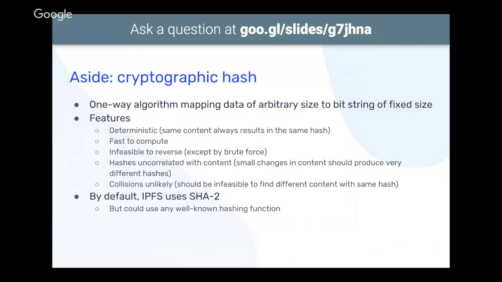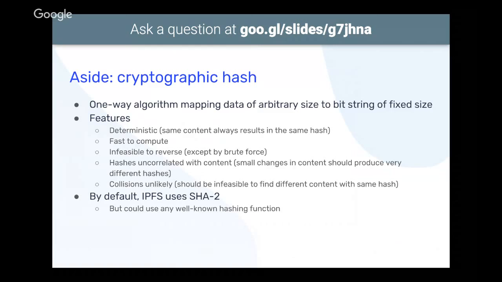And collisions, where two different outputs have the same hash, should be infeasible. Right? So it should be pretty much impossible to hash two different files and end up with the same hash.